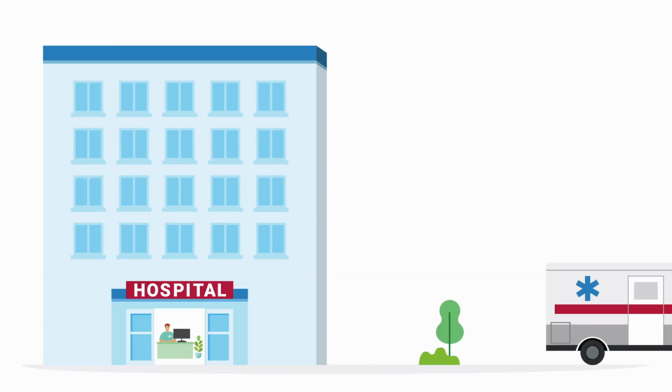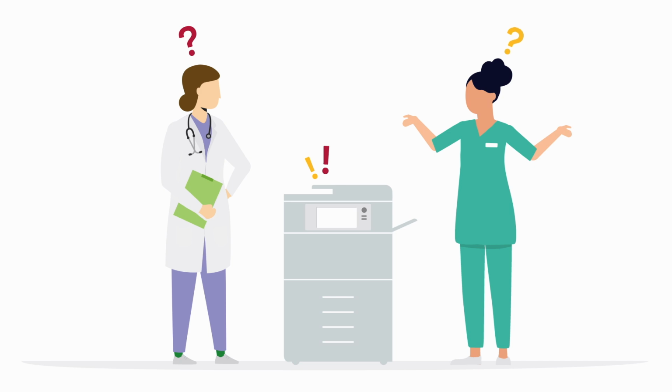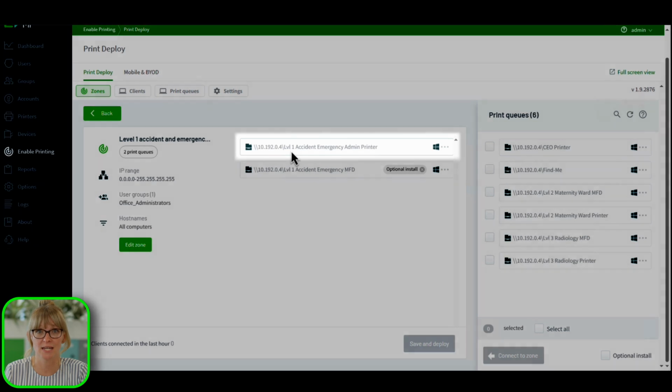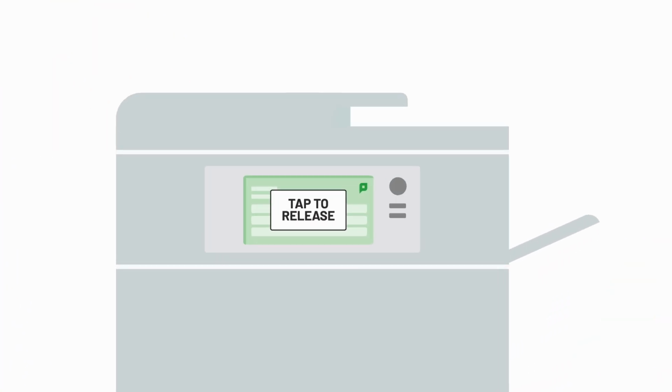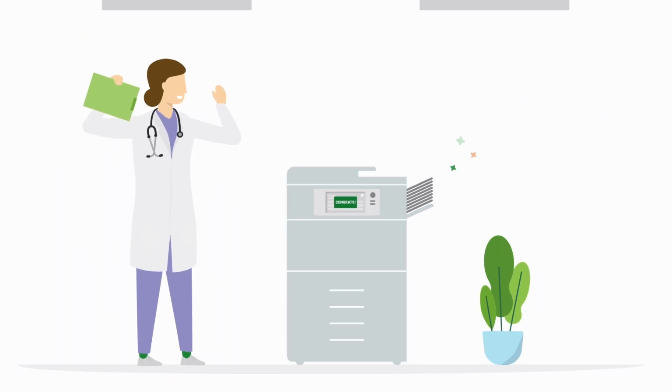In our first scenario, we've got an admissions officer in the A&E ward. Most of the time, they print to the high-speed mono printer right behind their desk. But let's say it breaks down. No need to panic. We've already planned for this in Print Deploy. We've created a zone for the A&E team filtered by their user group and IP range. They have a default printer set, but we've also added an optional backup printer. This means if the default printer goes offline, the user can choose an alternate device without needing to call IT. We've also enabled secure print release, so that even if they switch printers, documents stay protected.